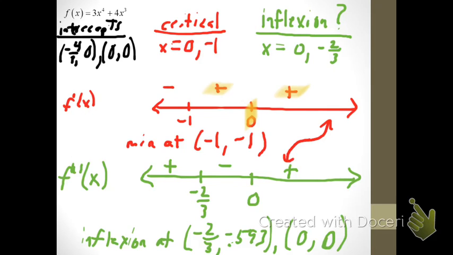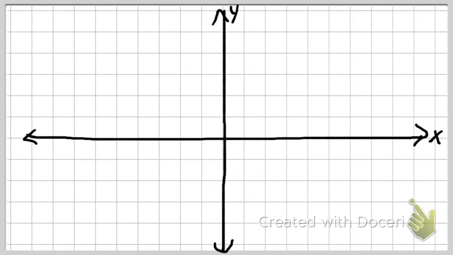Just a word of warning, these lines are going to disappear from my screen, but you should have them written on your paper so that you can understand what I'm talking about as far as where the graph is increasing, decreasing, intercepts, all that kind of stuff. Alright, let's begin the graphing process here.